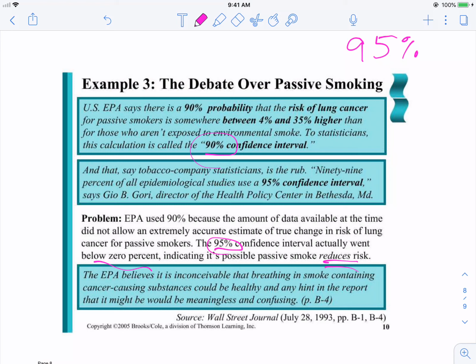Okay. The EPA believes that it is inconceivable that breathing in smoke-containing cancer-causing substances could be healthy, and any hint in the report that it might be would be meaningless and confusing.